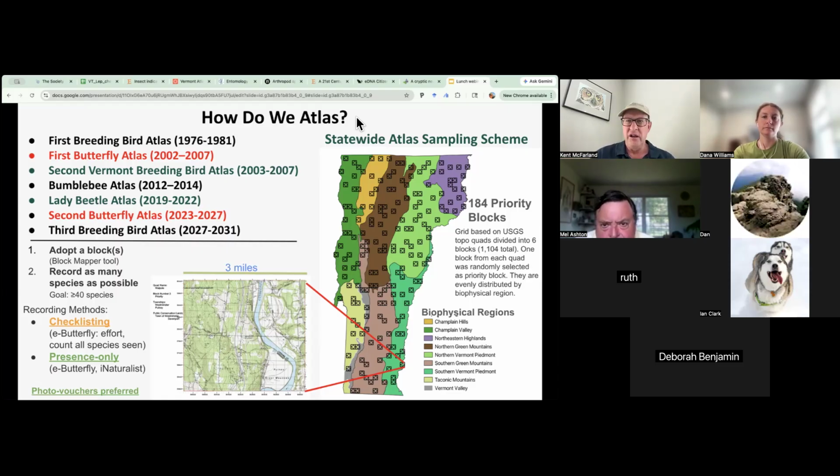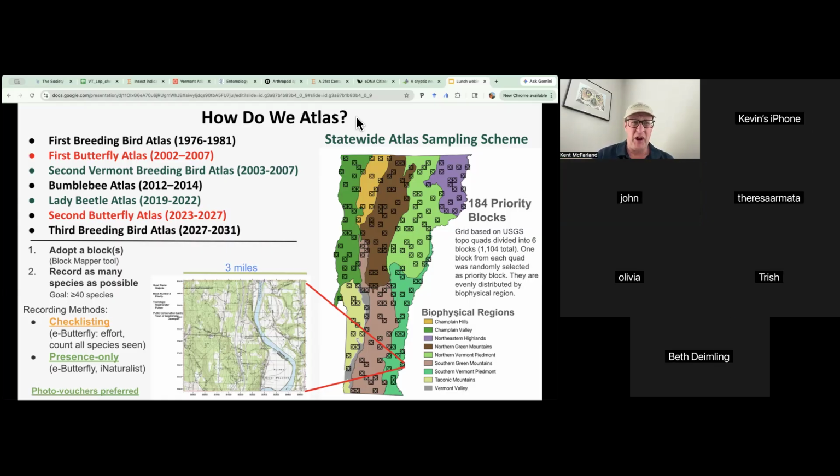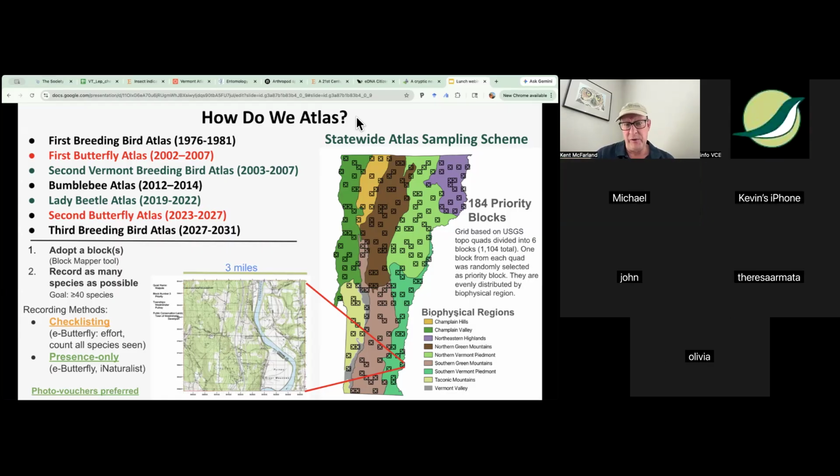So we're really trying to get folks to really consider working on these 184 priority blocks as much as you can. And that can be either by adopting one of these blocks, which is like what you do if you're really going to get a lot done on the butterfly atlas.